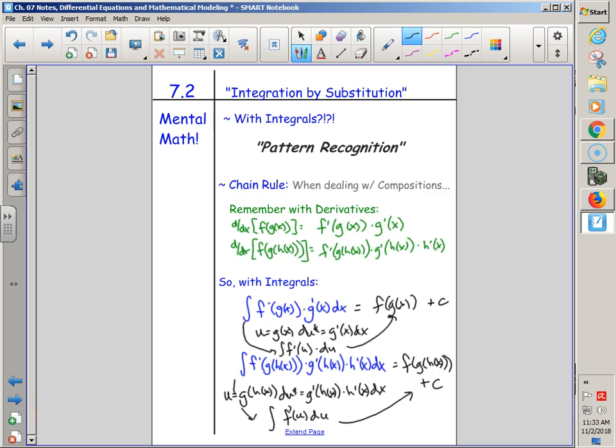U substitution lets us take messes and try to figure out where they came from. Take simplified derivatives and think about how to get back to the antiderivative without necessarily having to fully think through all of the in-between of what had to have happened.